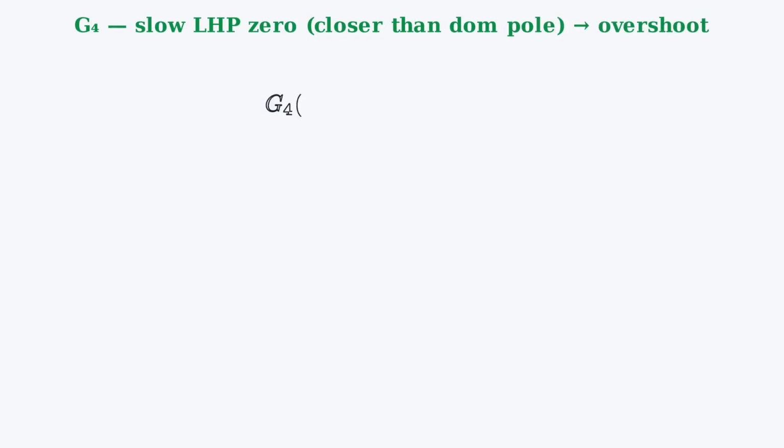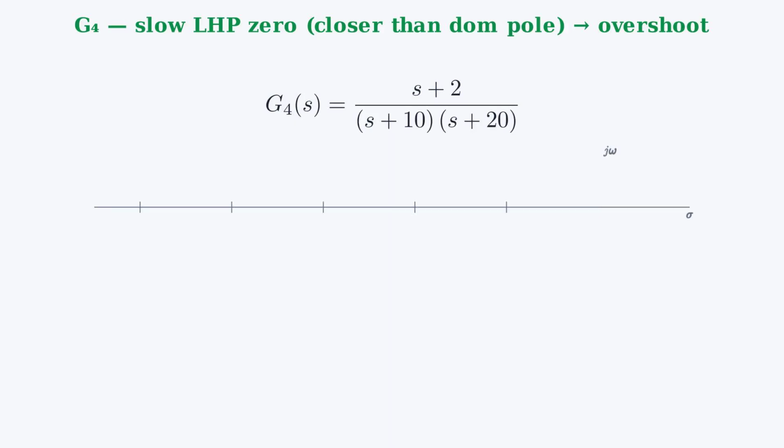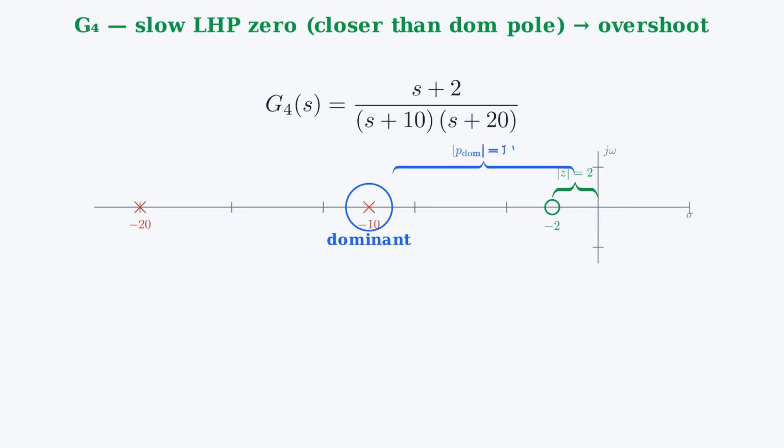G4 of S equals S plus 2 divided by S plus 10 times S plus 20. Two real poles, both stable, at minus 10 and minus 20. The closer one to the imaginary axis is minus 10, so the dominant pole is at minus 10. Now check the 0. It is at S equals minus 2.